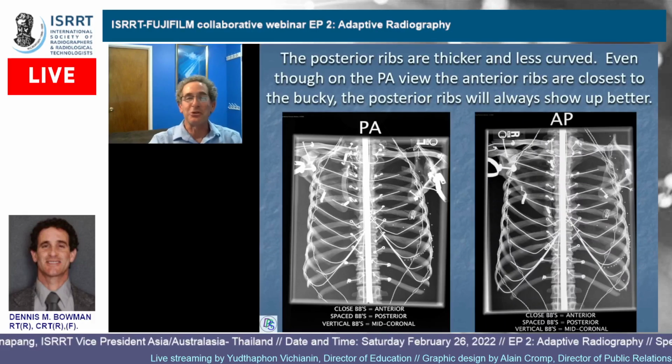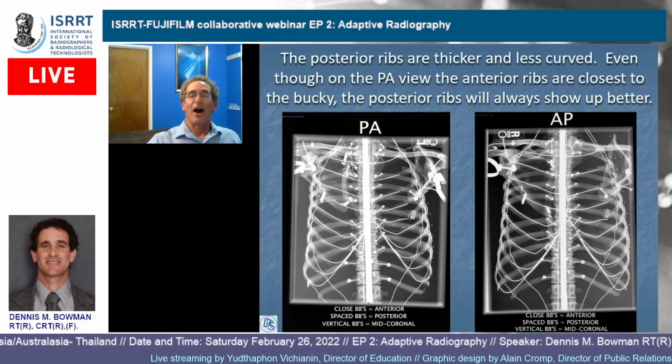I was absolutely wrong. And for all these years, like 30 years of being a radiographer, I had been thinking I was looking at the wrong ribs half the time.